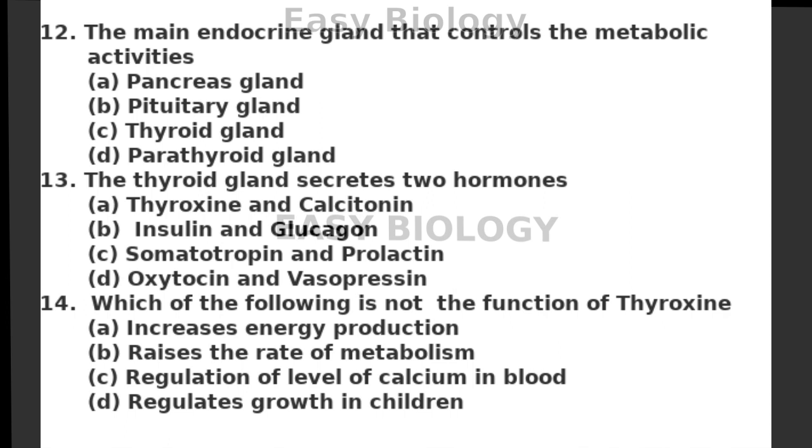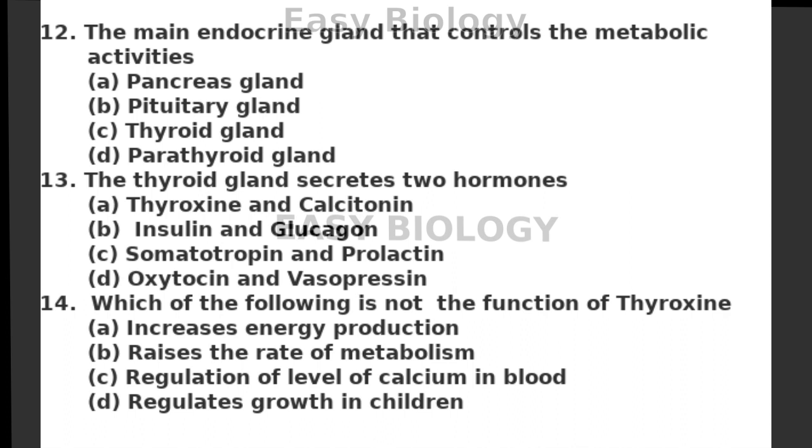Question number 12. The main endocrine gland that controls the metabolic activities. A. Pancreas gland. B. Pituitary gland. C. Thyroid gland. D. Parathyroid gland. The answer is thyroid gland. Thyroid gland is the main endocrine gland that controls the metabolic activities.